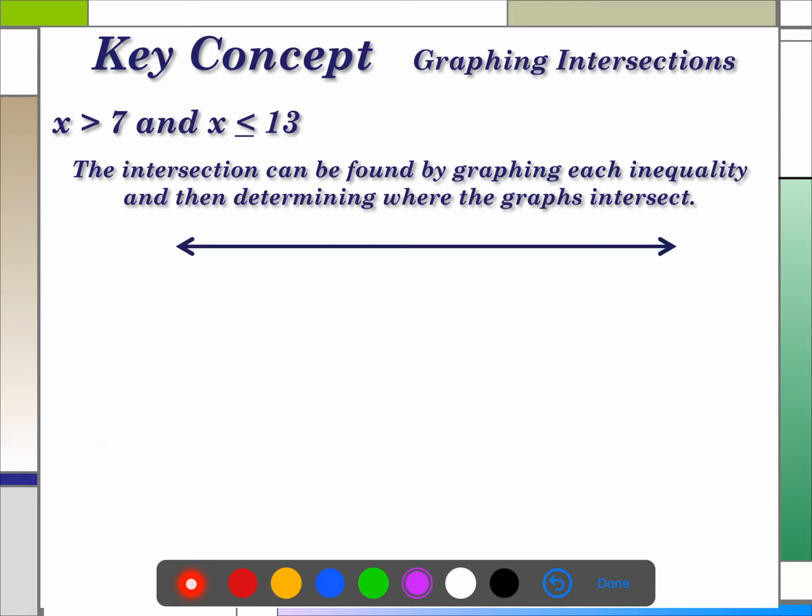So I have here, these are 2 problems. X is greater than 7 and x is less than or equal to 13. So this is a compound inequality because there's 2 parts.